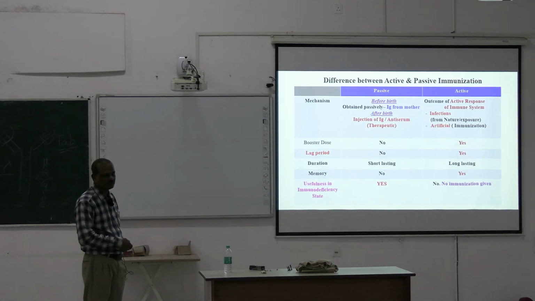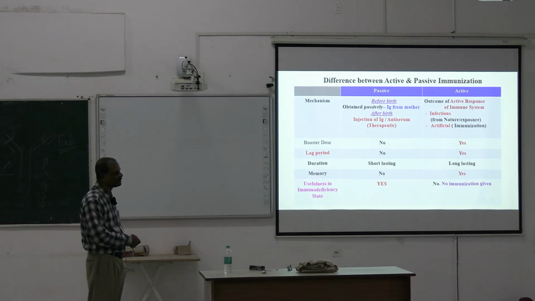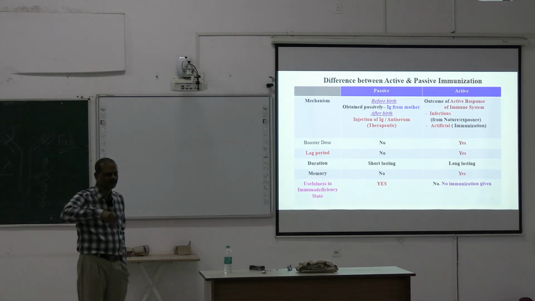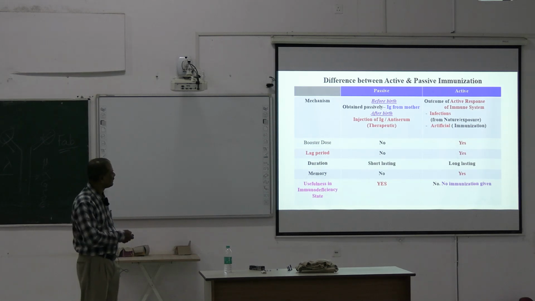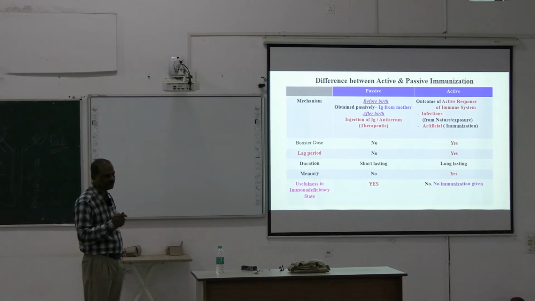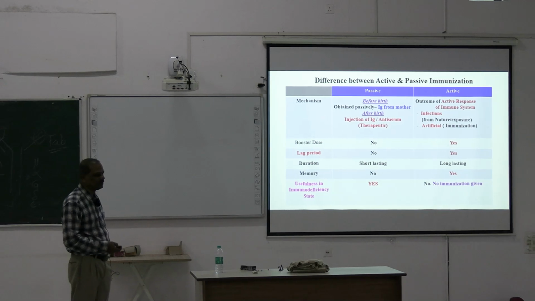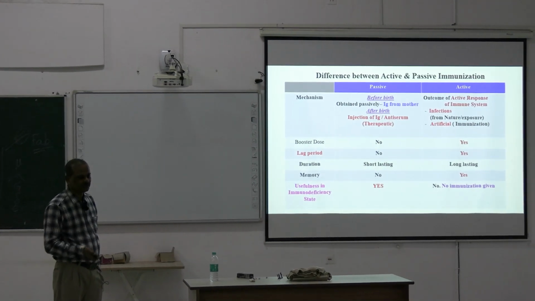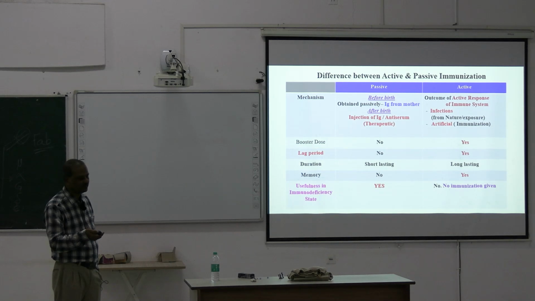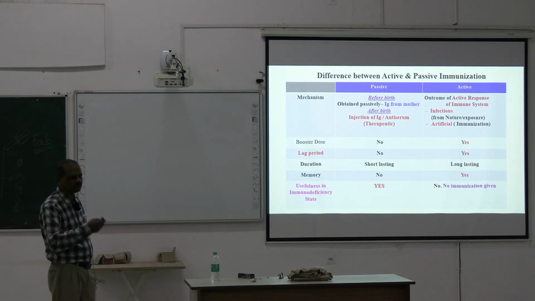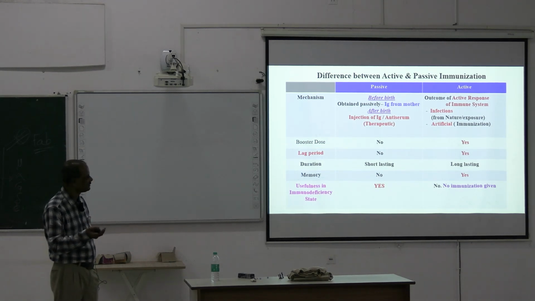Booster dose, we have not taken any booster dose. For active immunization, all of you have taken a booster dose. So lag period: passive, there is no lag period because you are directly injecting immunoglobulin. So there is no time. But active, some time. Duration: short lasting, because as I told you, this antibody has some amount of life. Here it will be long lasting because the cells will be actively producing.